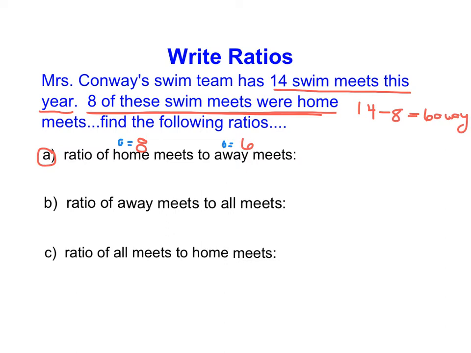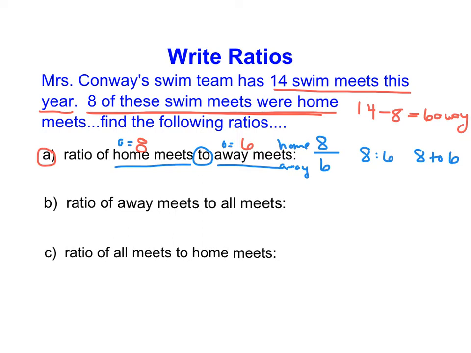So we can write our ratio in any of the three ways that we listed on the previous slide. We could say 8 to 6. So this is home to away. You can see they give it to you in the instructions. You could also write this as 8 over 6 or 8 colon 6. So you can write it in any one of those three ways as long as the 8 comes first since it's before the word to, and the 6 comes second.